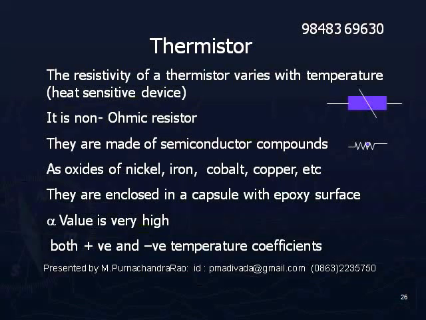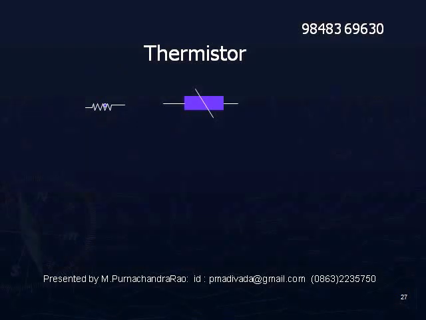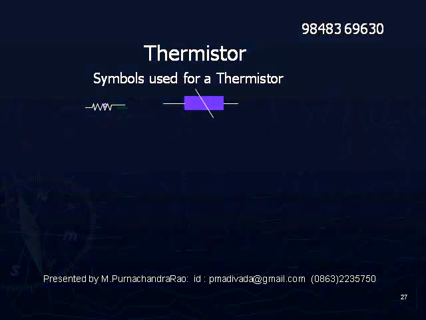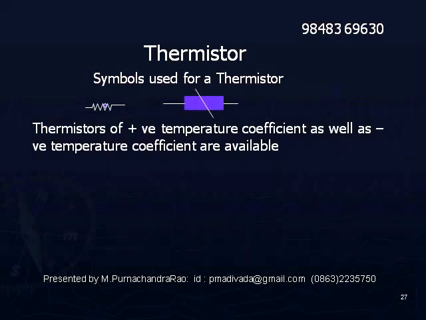We use the symbols shown at the right side, in the middle. These are the symbols that are used to represent thermistors: a resistance in a circle and a box which is crossed.